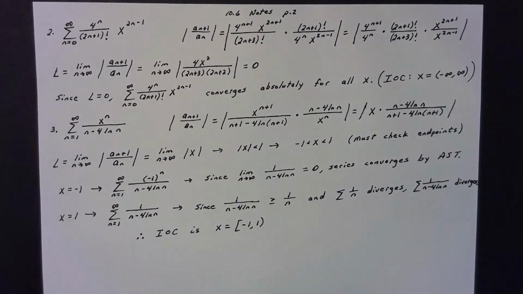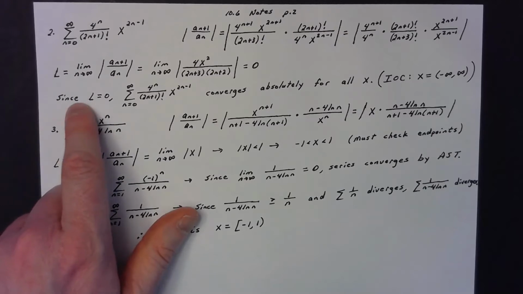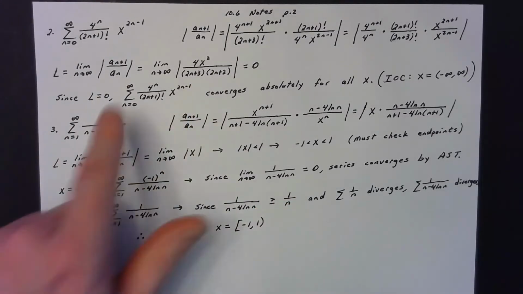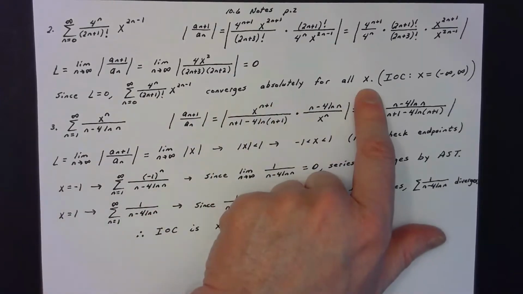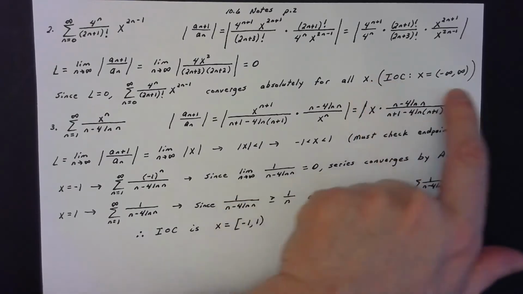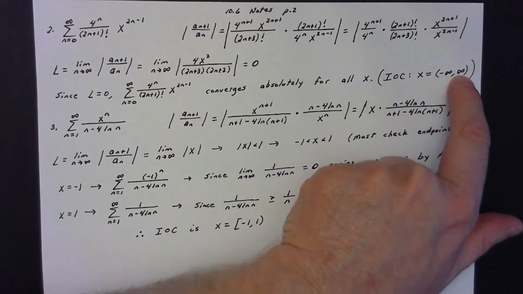And you say, well, okay, the ratio test tells me that the series converges anytime L is less than 1. L is always going to be less than 1 in this expression. So since I can say L is equal to 0, since that denominator is going to infinity, this series converges absolutely for all x. And if you had to put an interval, you'd say your interval is going to go from negative infinity to infinity.